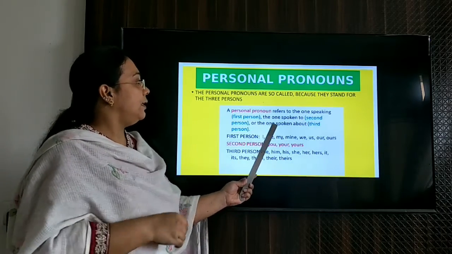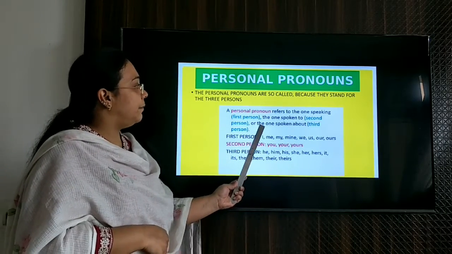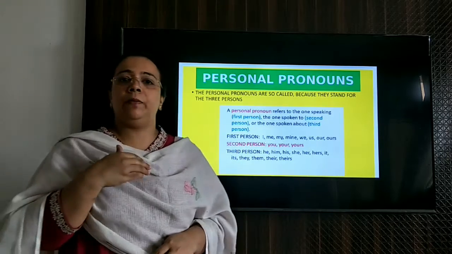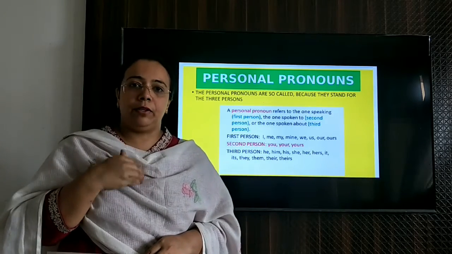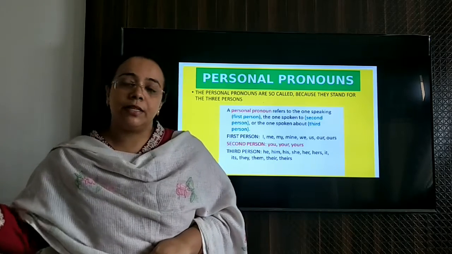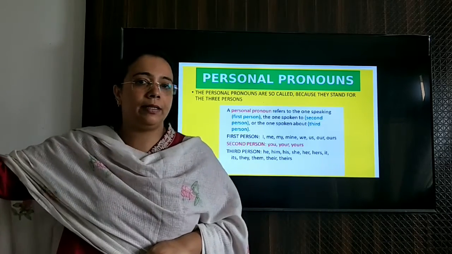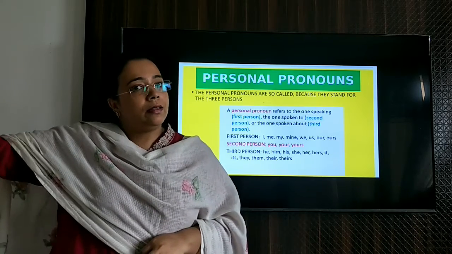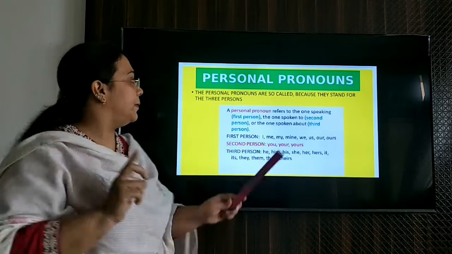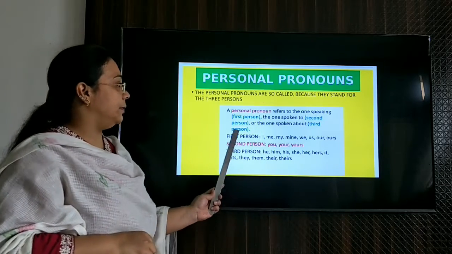And the other type is third person, the one spoken about. If I'm speaking about my daughter: I have a daughter. She is in class 12. She is interested in dancing. I'm talking to you, but I'm talking about someone else. So, third person. Who are we talking about? That is third person. First person, second person, third person.